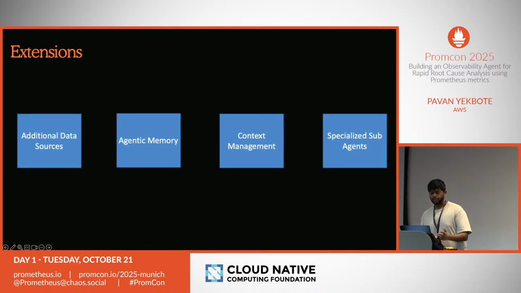Right? So how can you extend such a system? You can add more data sources. You can use something called agentic memory, where it automatically identifies the necessary facts that are required to improve the performance of your agent. You can do context management. You can build specialized sub-agents.